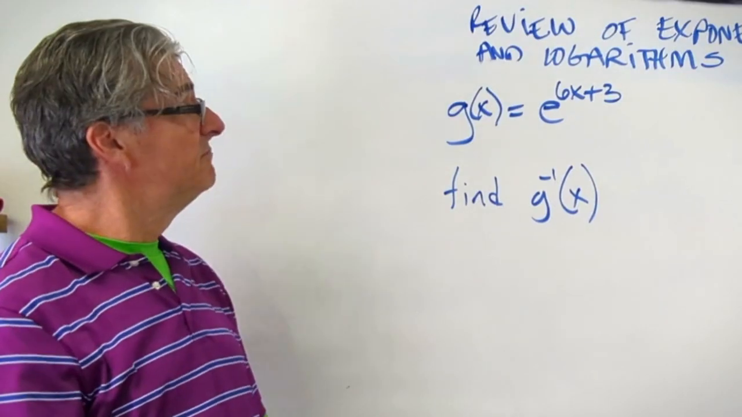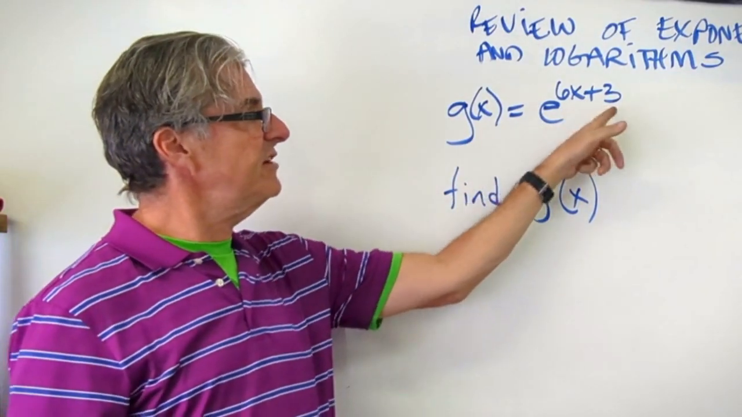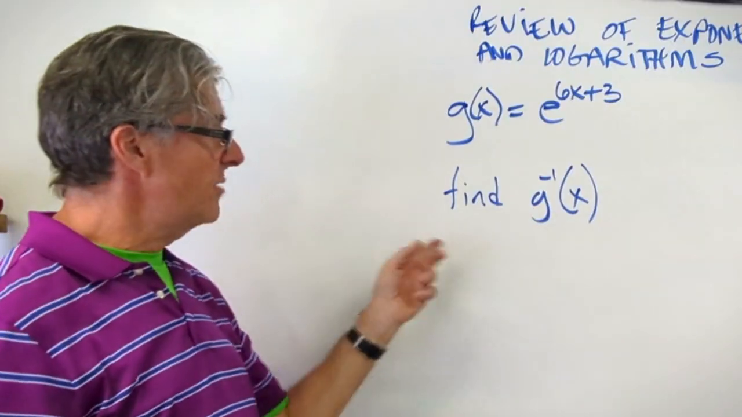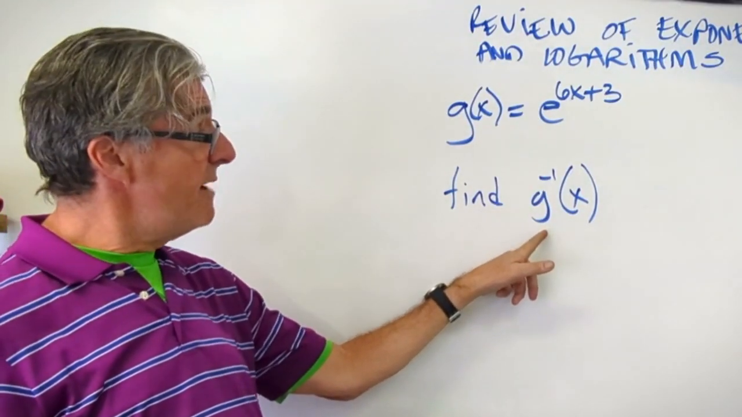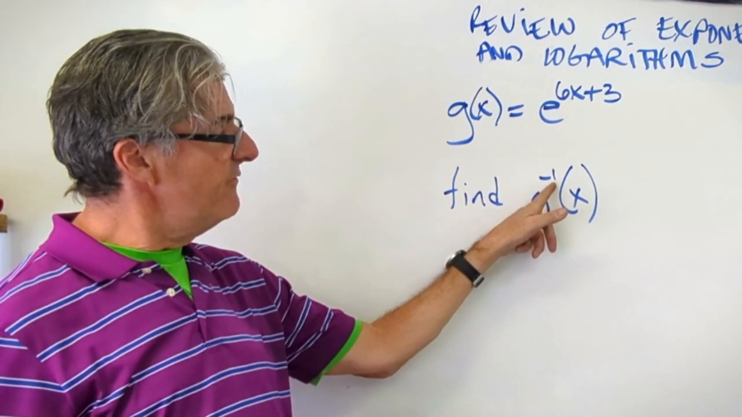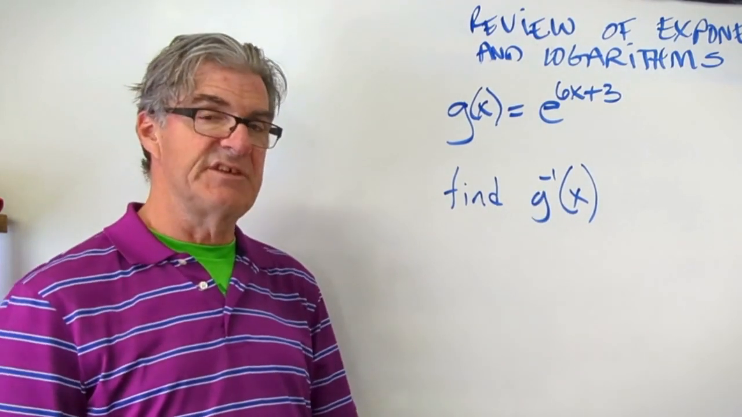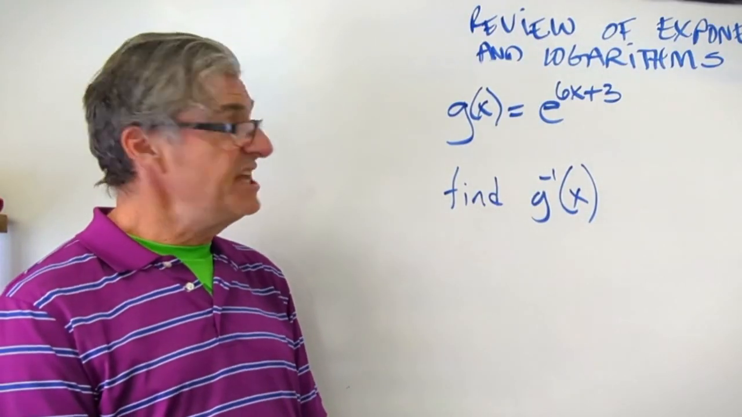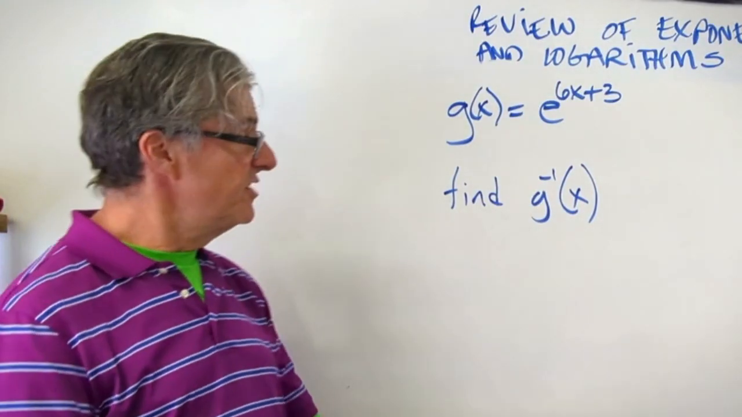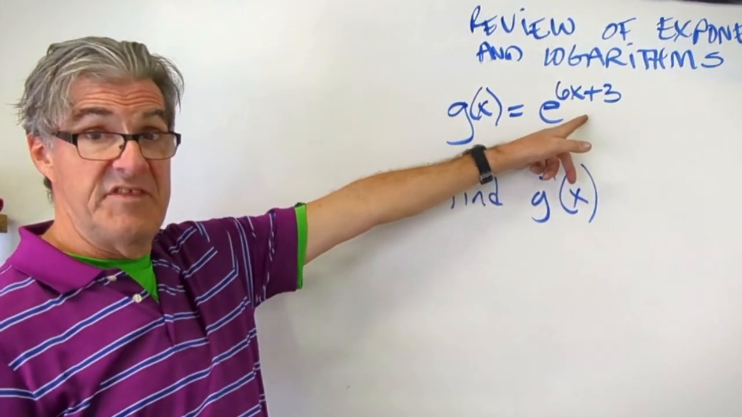Let's do this one. So here's our function. g of x equals e to the 6x plus 3. Now here's our prompt. What does that mean? Do you remember what the -1 stands for? And not just here, in a bunch of other places in mathematics. If you recall, that's the inverse function. So this prompt is asking us to find the inverse function for this one.